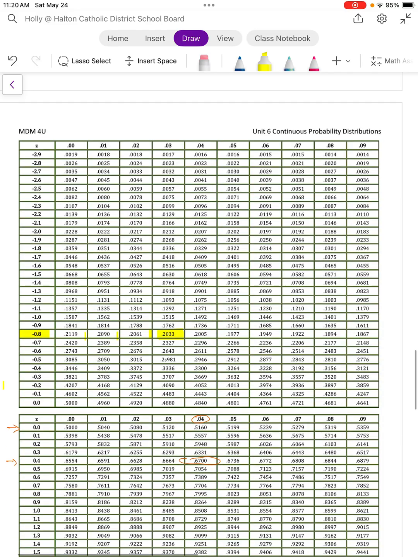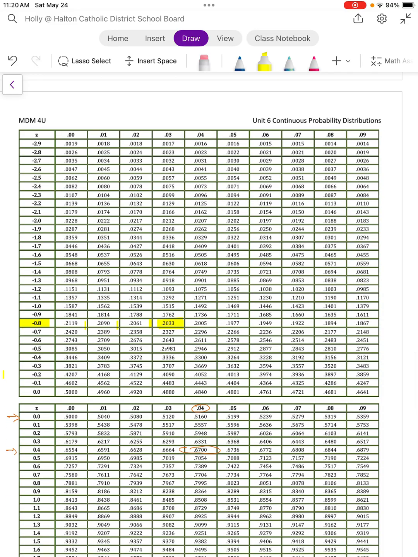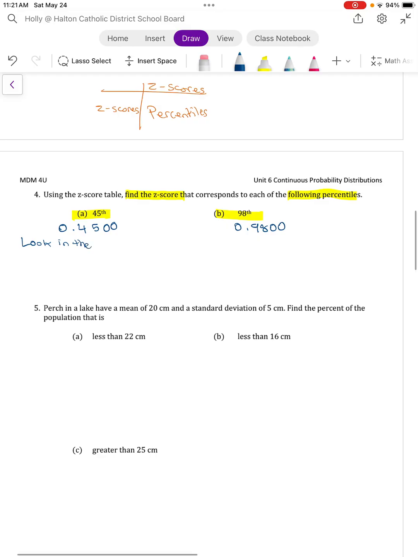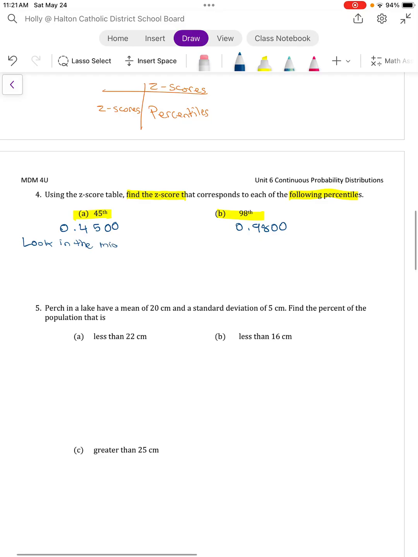We now have to look at a lot more numbers because we're looking for, actually let me write this out as a decimal, the 45th percentile. 45th percentile is 0.4500. 90th percentile is 0.9800. So you have to look in the middle of the chart, which has a lot more numbers, for the 0.4500. Sometimes you'll find the exact number. Sometimes you're going to have to look for two numbers.